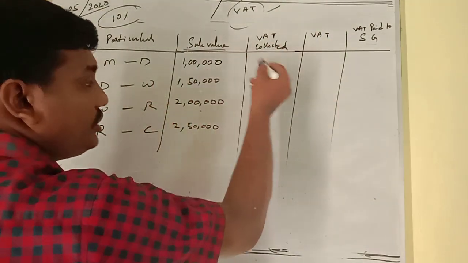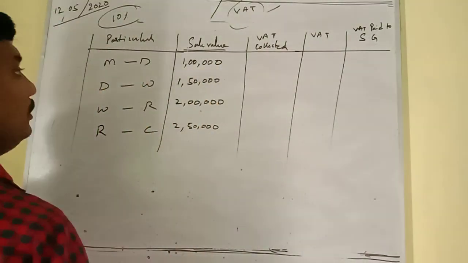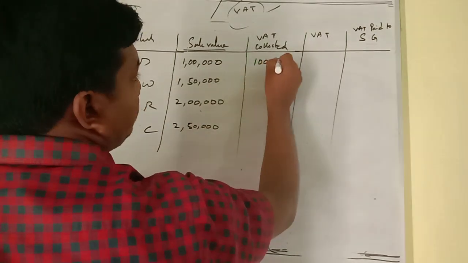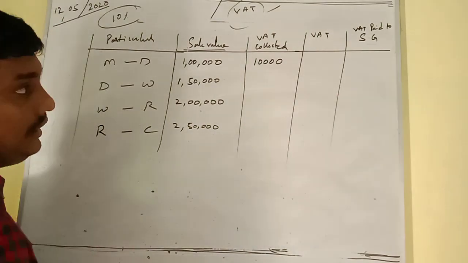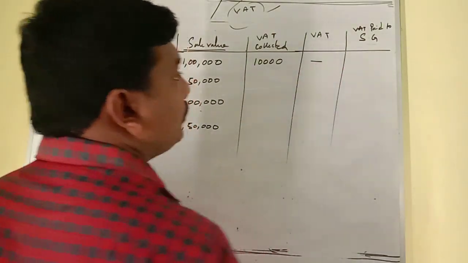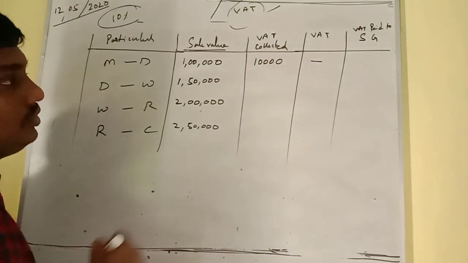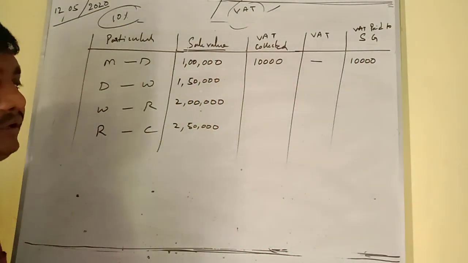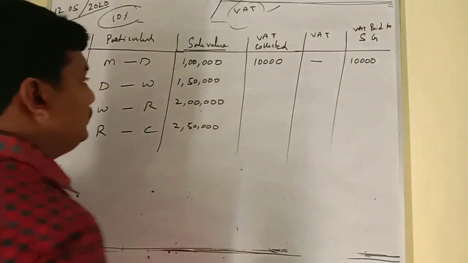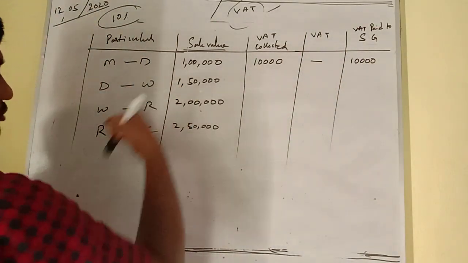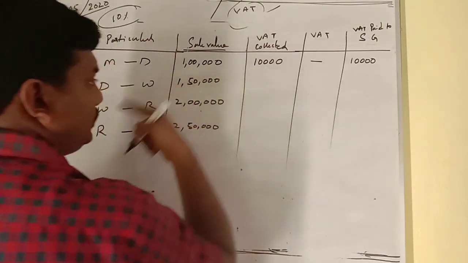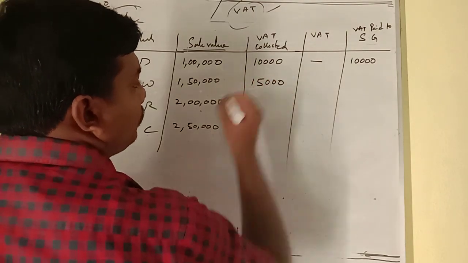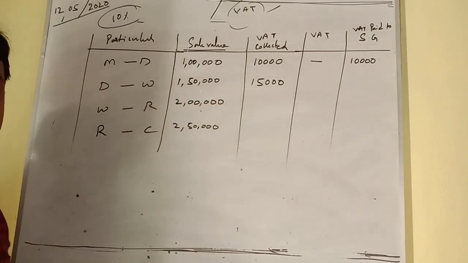In each and every stage, let us see how the tax will be calculated. 10% here is 10,000 rupees. VAT is collected, and the total amount of 10,000 rupees is paid to the state government. Now how much VAT is collected on the next stage? 10% of 1,50,000 is 15,000 rupees. So 15,000 rupees of VAT is collected in this stage.